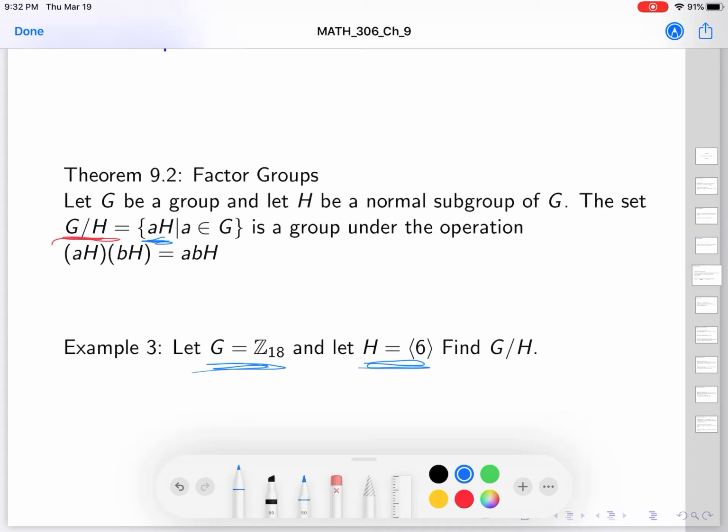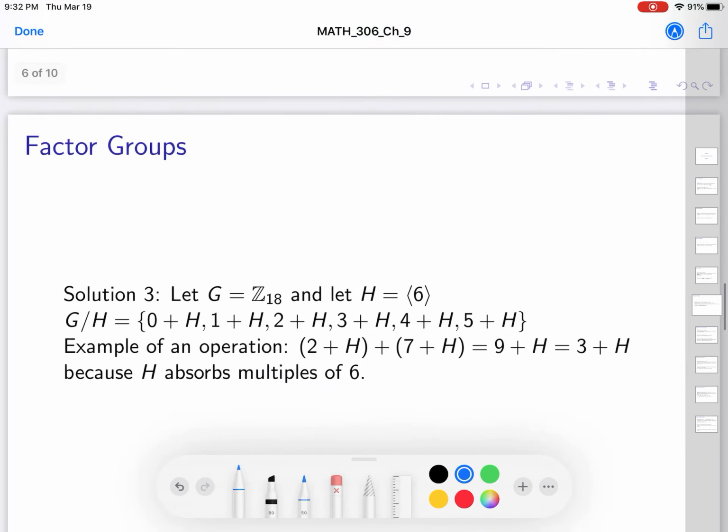We're going to be taking elements of G and adding them to H, and listing out all of our different unique cosets, and then we just want to list the simplest ones, the ones with the smallest coefficients. So our factor group of G by H is equal to 0 + H, 1 + H, 2 + H, 3 + H, 4 + H, and 5 + H.